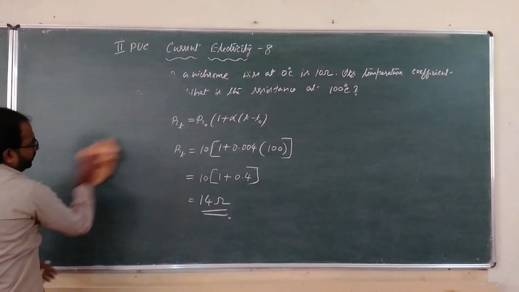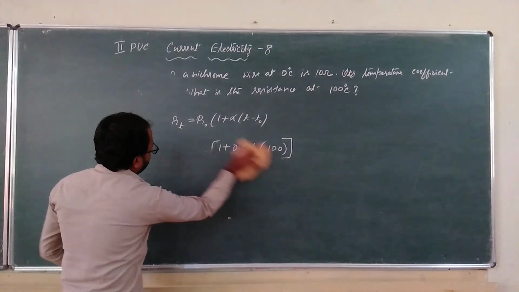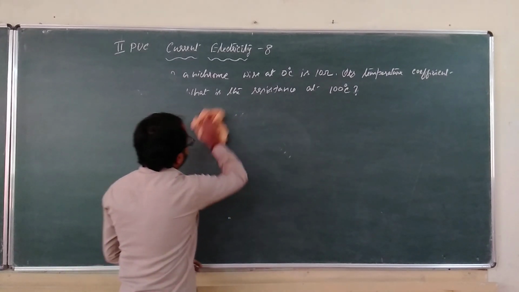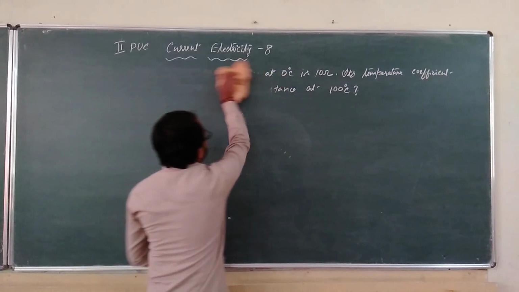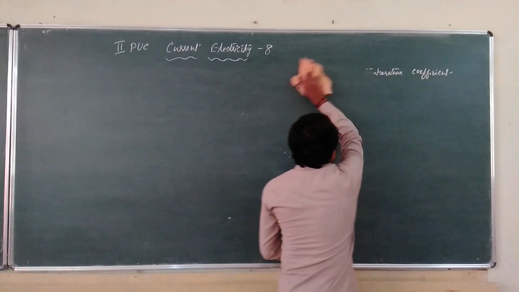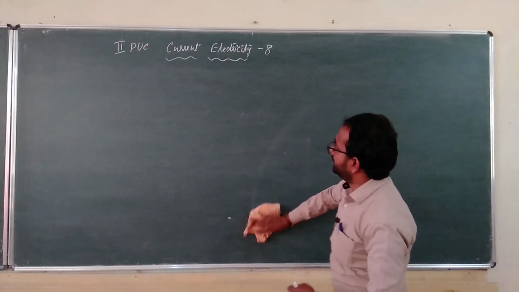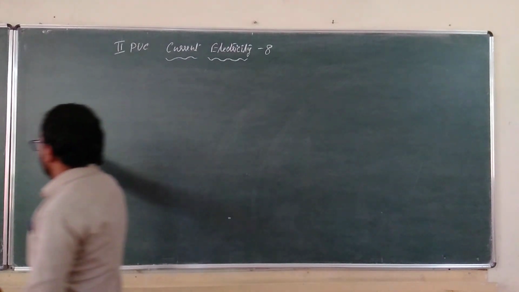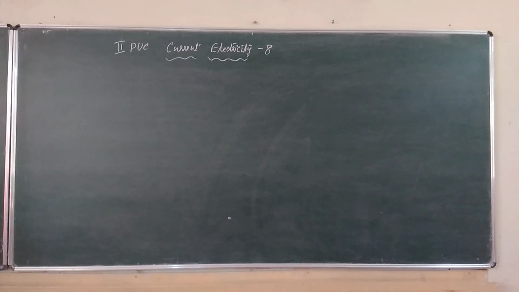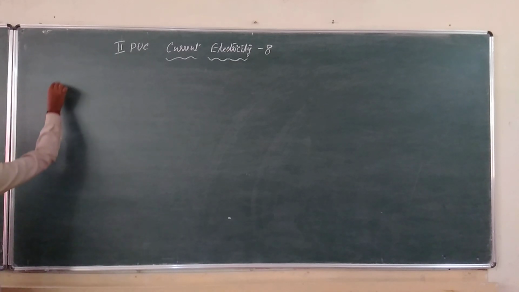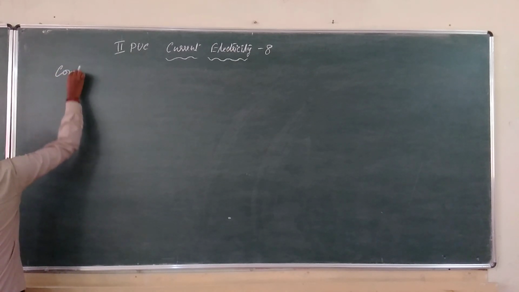Next we move on to the combination of resistors. In the previous class we discussed the wire bound resistors and carbon resistors, and we studied color coding of carbon resistors. So next we move on to the combination of resistors.